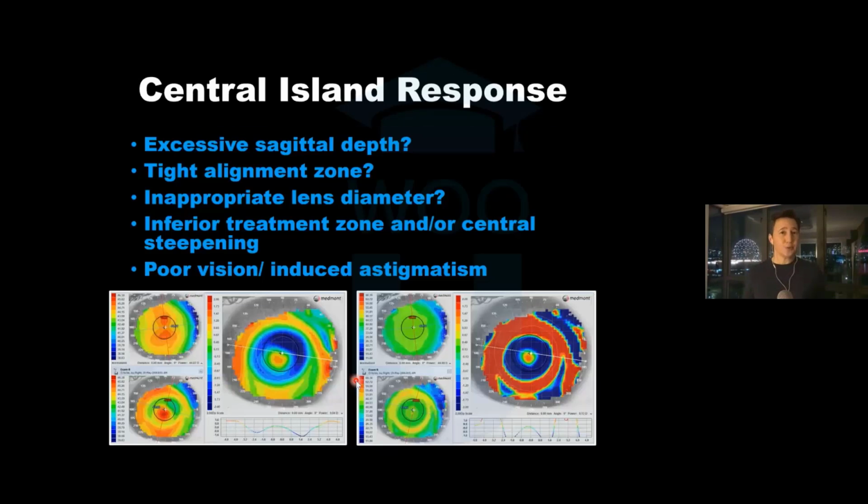Now, a central island is normally a lens too far off the eye. It has excessive apical clearance, and it's creating a central suction force pulling the epithelium up in the center. It's often associated with a tight alignment, so the overall fitting of the lens is too much squeeze, too much sagittal depth. So we need to drop the sagittal depth, loosen the alignment, and that will typically be the resolution. Also look at diameter, kind of like in the frowny face. A big lens might fit a little tight in the periphery. So possibly we built our lens too big for this particular eye.